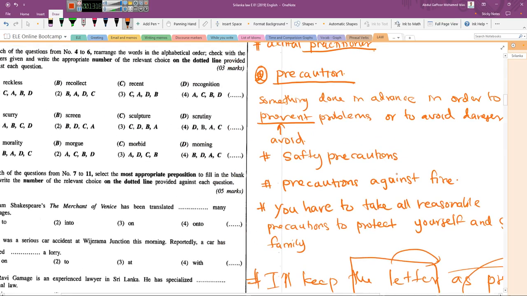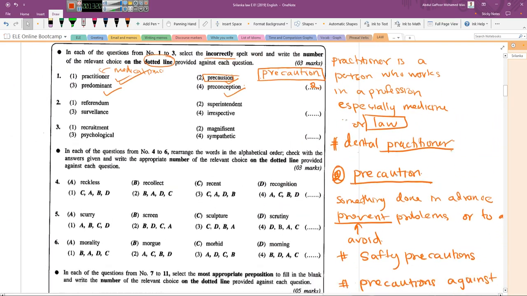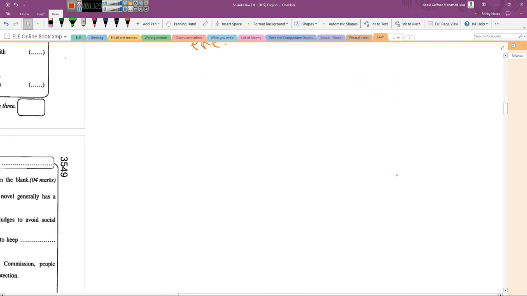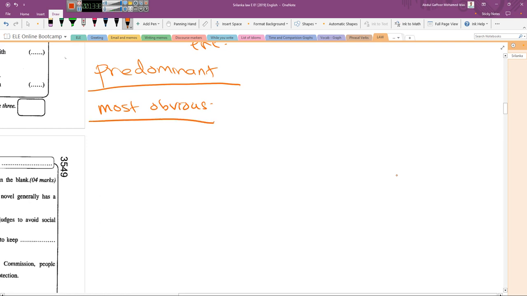Okay, now we will move to the next one, that is predominant, right? So predominant is nothing but most obvious, right? So that is easy to notice, right? A noticeable feature is called a predominant feature, right? So predominant means most obvious, right? So for example, a predominant feature, right? So that is easy to notice.